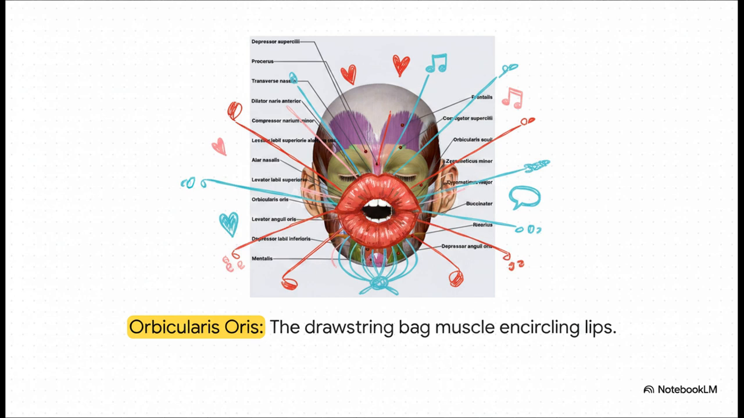It might look like a simple circular sphincter, but it's actually way more complex. Try thinking of it as a multi-layered drawstring bag. When it contracts, it pulls the string tight, compressing and closing the lips. It's absolutely essential for everything from kissing and whistling to articulating words when we speak. It also acts as this vital anchor point for almost all the other muscles around the mouth.